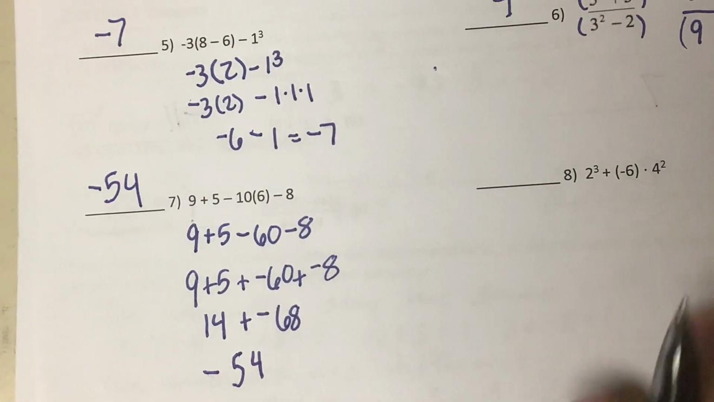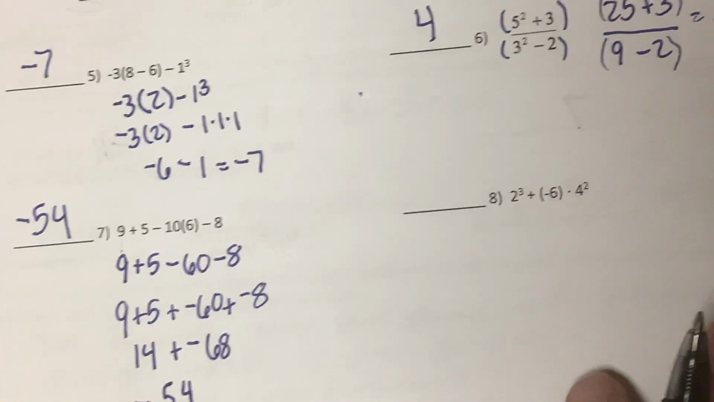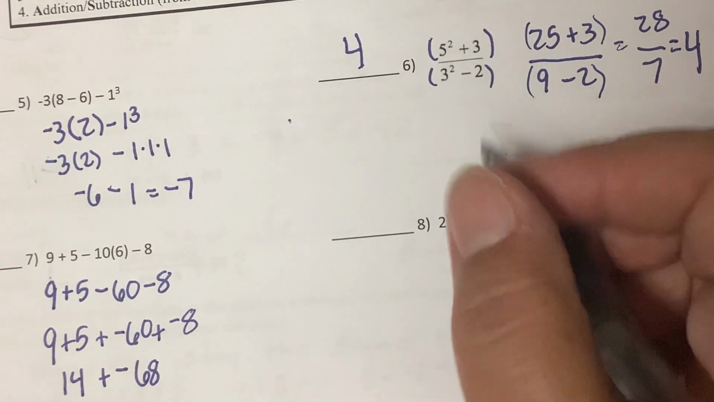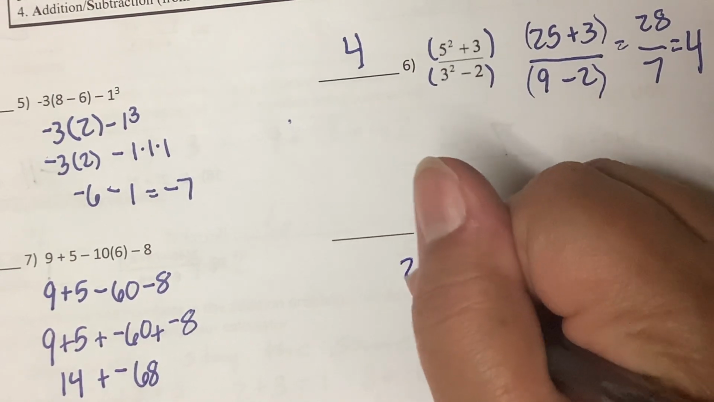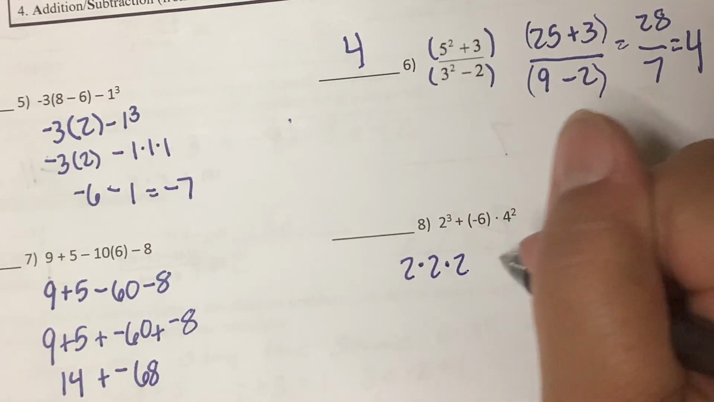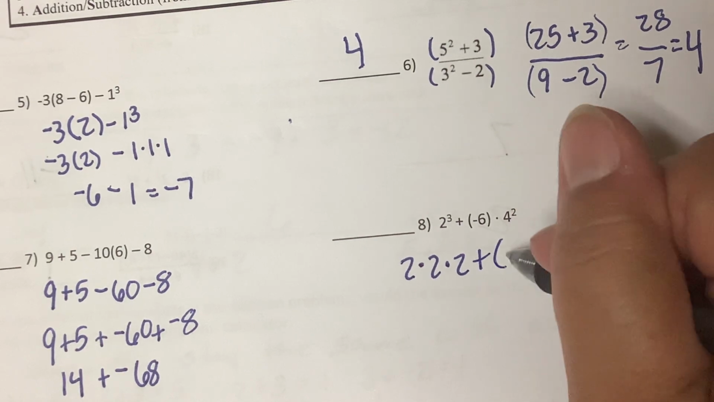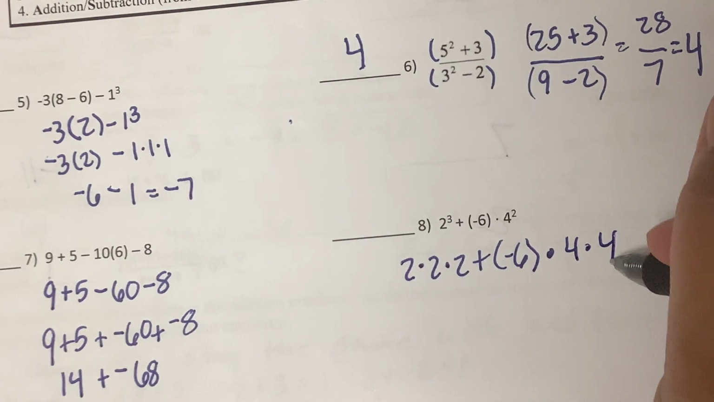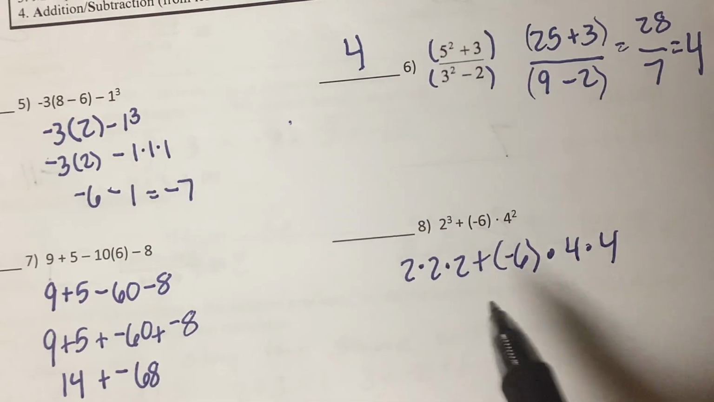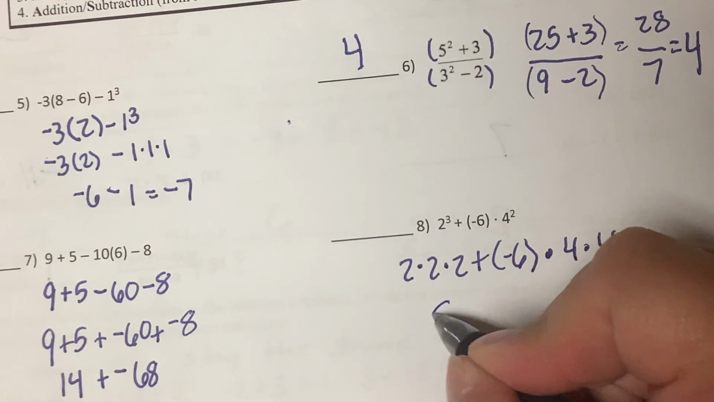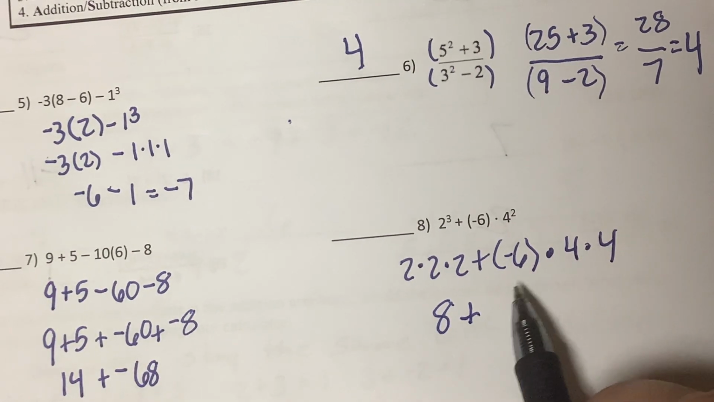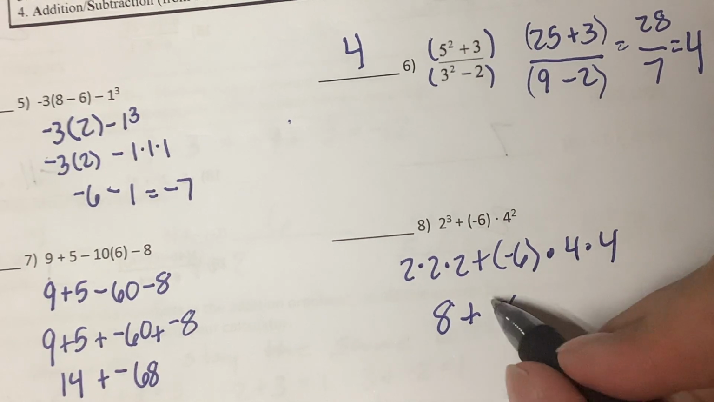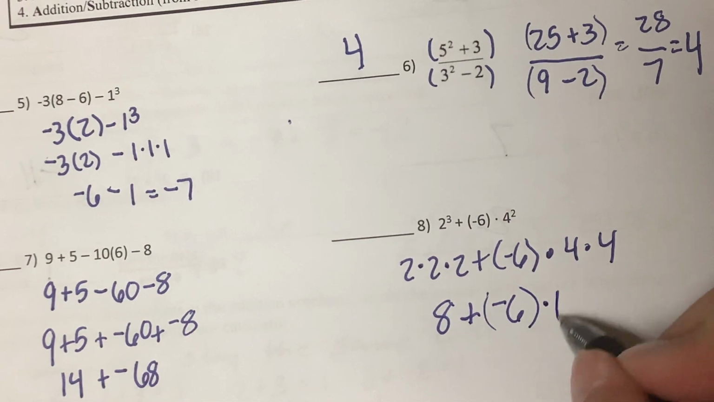All right, there's a lot more going on in this next problem. Look at all those exponents. Well, exponents go first. So 2 to the 3rd power. That is 2 times 2 times 2 plus negative 6 times 4 times 4. All right, now I've got to multiply. 2 times 2 times 2 is 8 plus negative 6 times 4 times 4 is 16, times 16.